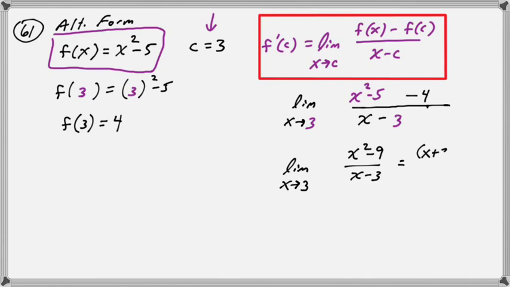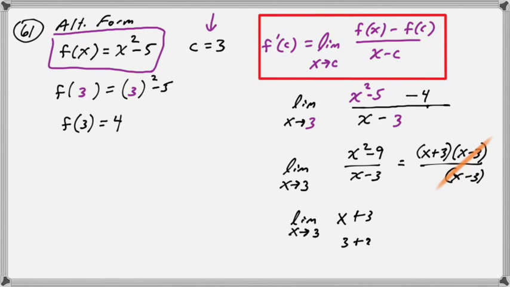The top could factor to x plus 3 and x minus 3 as the difference of squares. These could divide out, giving me the limit as x approaches 3 of x plus 3. 3 plus 3 makes f prime of the c value, f prime of 3 should equal 6.